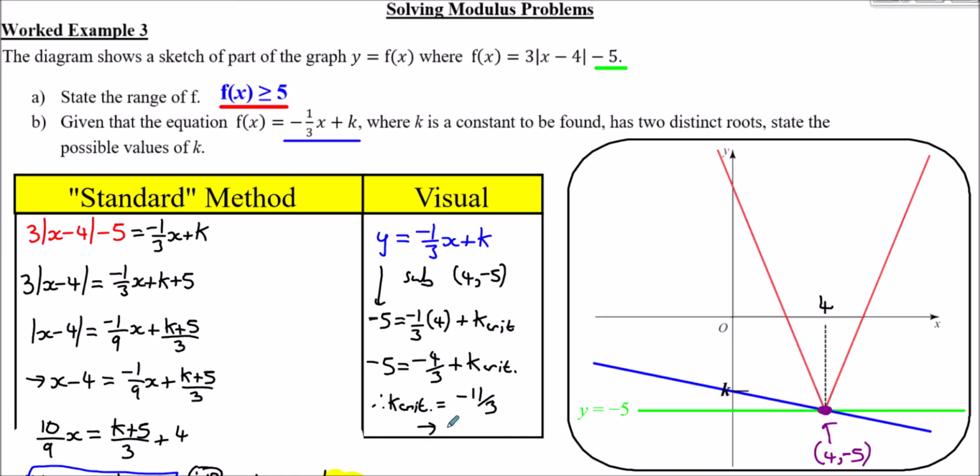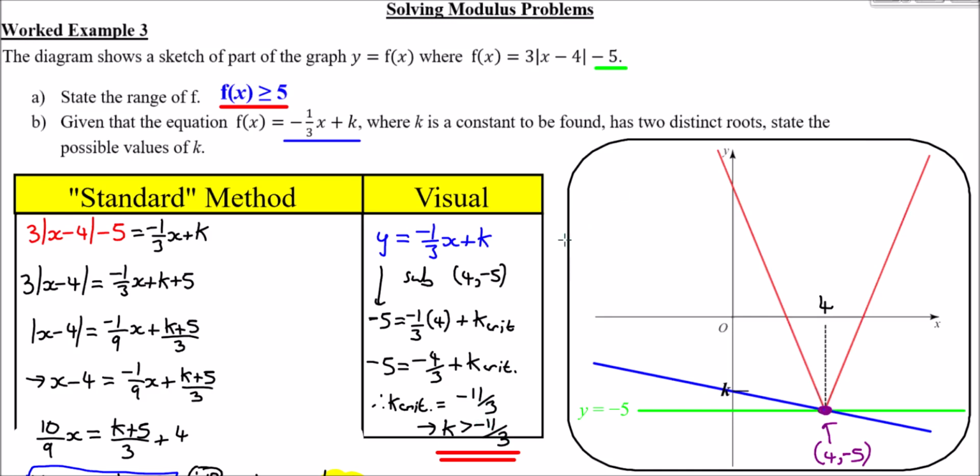So therefore, k must be greater than minus 11 over 3, like we had before, using the much longer-winded method, but it's still valid. So I'm not saying long-winded in any disrespectful fashion. Either way, we need to arrive at k must be greater than minus 11 thirds.